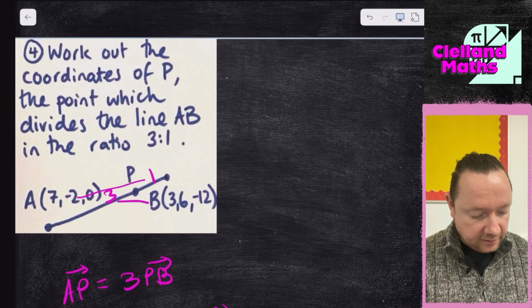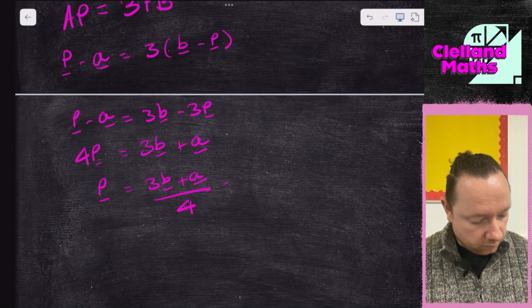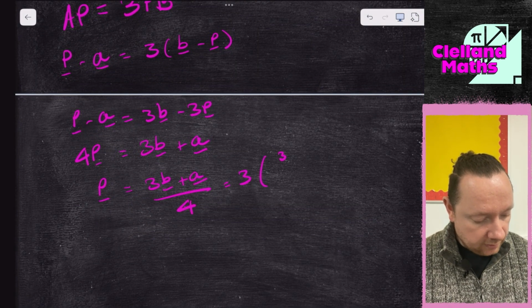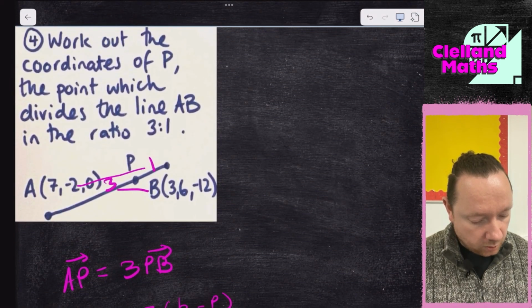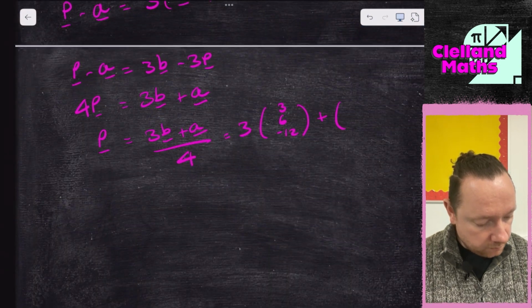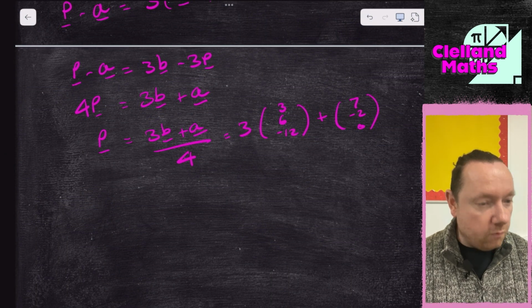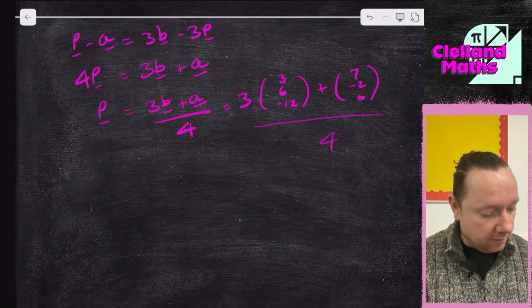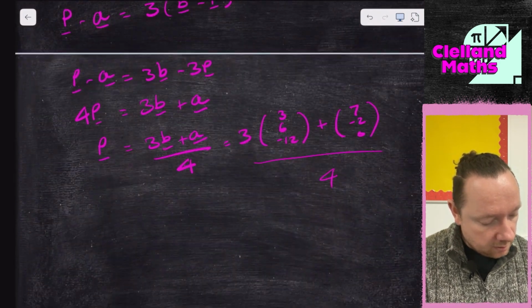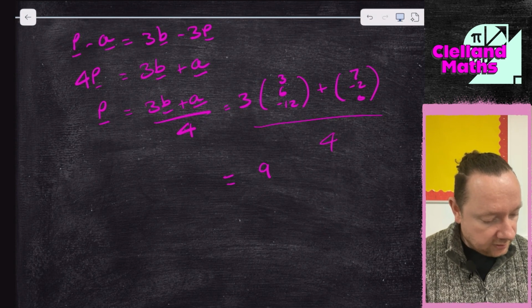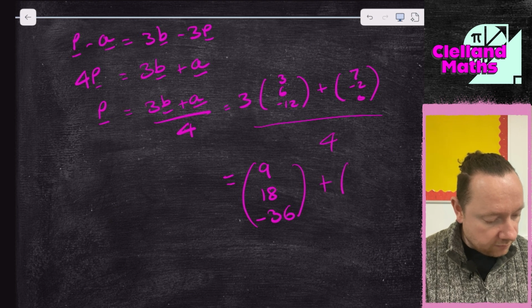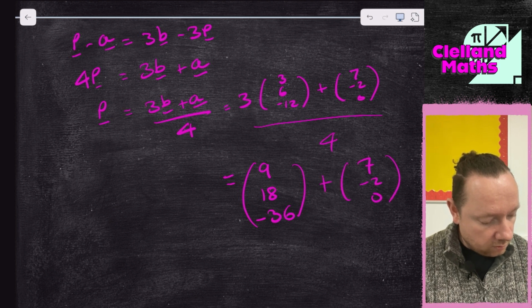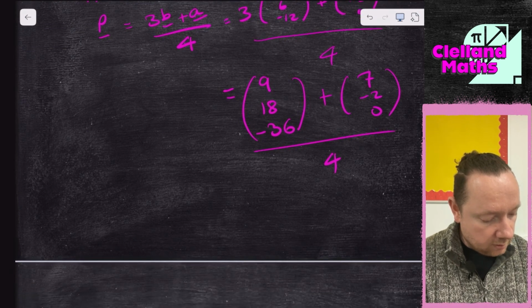So what is my B? 3, 6, minus 12. So I've got 3 lots of 3, 6, minus 12, plus A, which is 7, minus 2, 0. And then we need to divide the whole thing by 4. I'll just write over 4. Not a very nice way to write it, but you get the idea. So 3 3s is 9, 3 6s is 18, 3 12s is 36, plus 7, minus 2, 0, all still to be divided by 4.